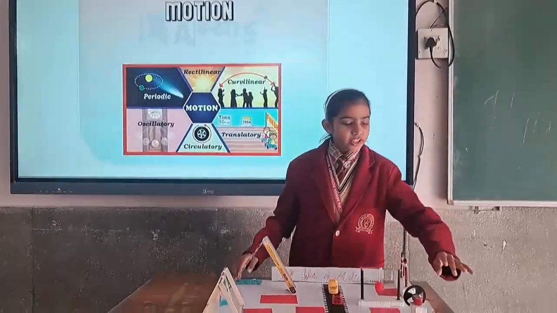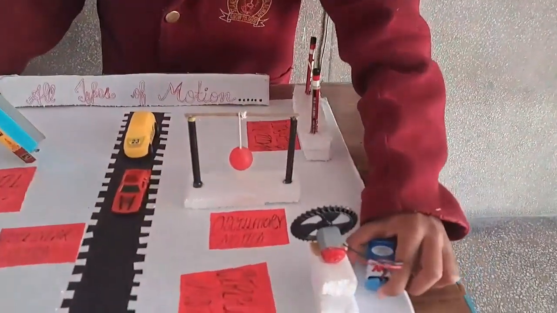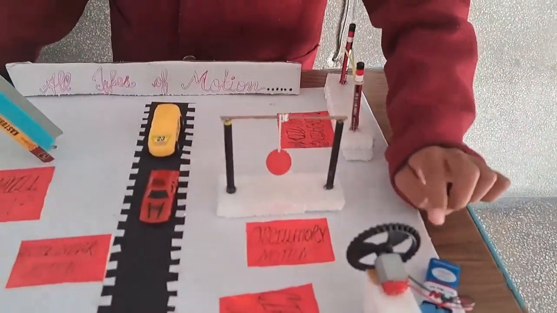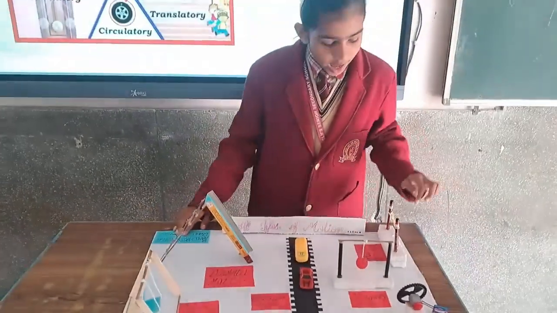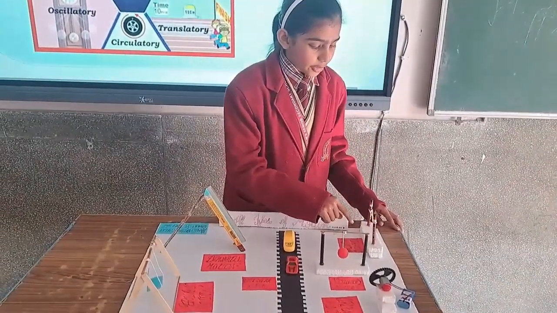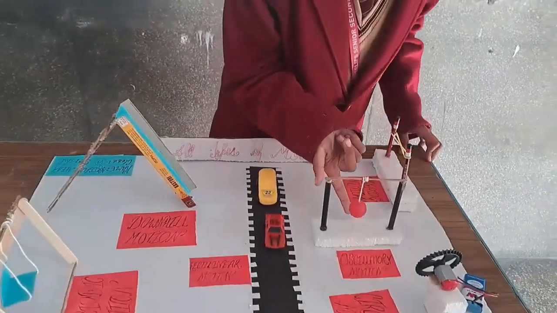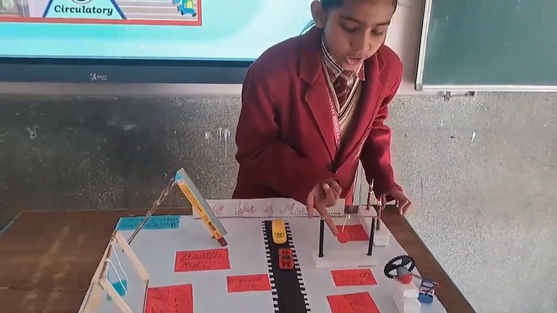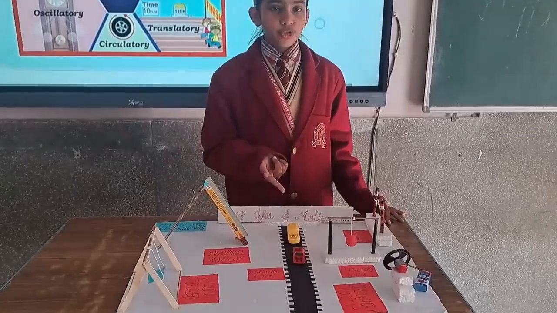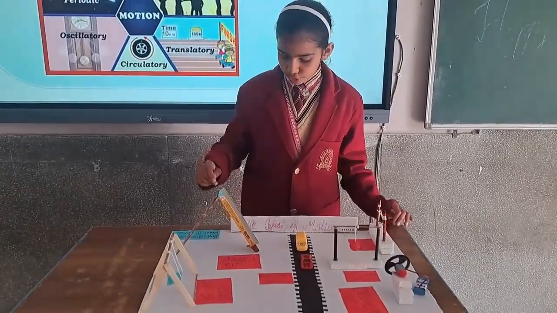I am standing in front of you to explain all the types of motion. First, this is circulatory motion, and this is vibratory motion. When an object vibrates like this, it is called vibratory motion, and this is oscillatory motion. When an object moves back and forth about its mean position, it is called oscillatory motion.